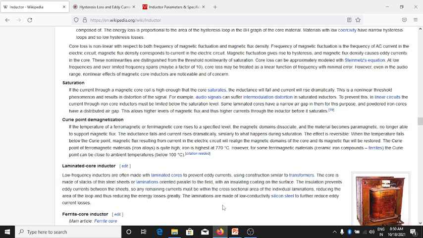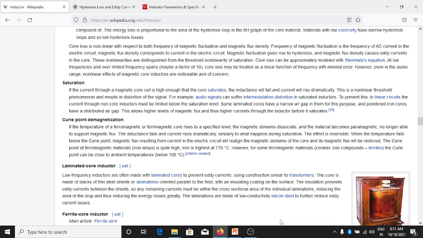Curie point demagnetization. If the temperature of a ferromagnetic or ferrimagnetic core rises to the Curie point, the magnetic domains dissociate and the material becomes paramagnetic, no longer able to support magnetic flux. The inductance falls and current rises dramatically. Similarly to what happens during saturation, the effect is reversible when the temperature falls below the Curie point.